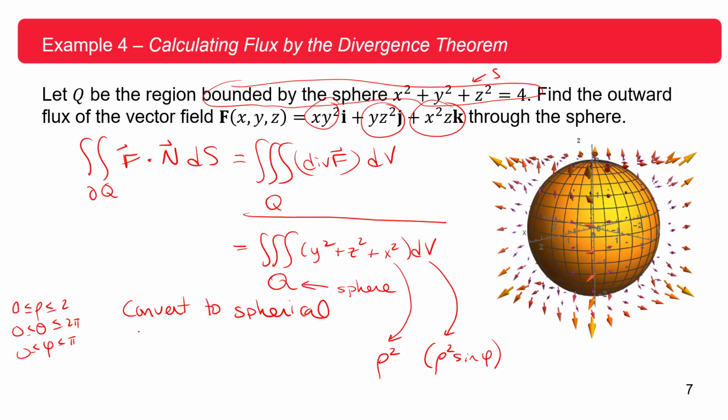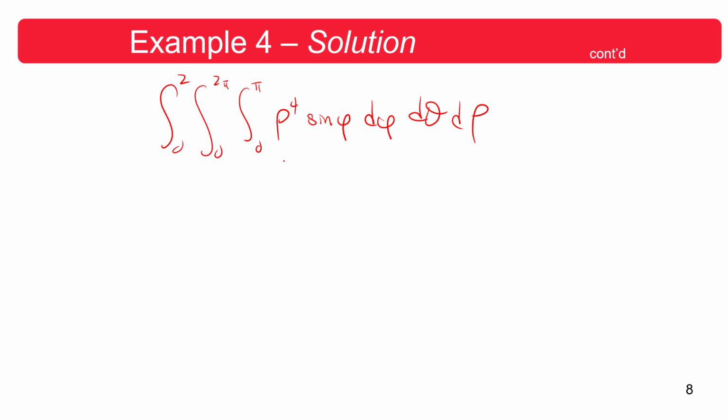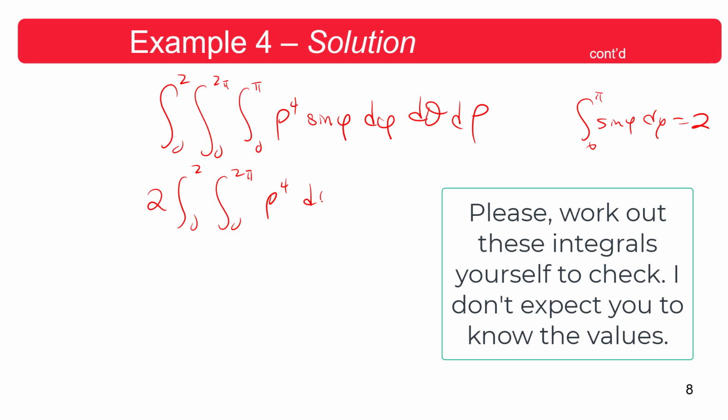That's the whole sphere. So we would integrate from 0 to 2, from 0 to 2 pi, and from 0 to pi, and if we did it in that order, it would be d phi, d theta, d rho. So there's what we have to evaluate. From integrating with respect to phi, we're just going to get the integral of sine phi from 0 to pi, d phi, that's 2. You can work it out by hand. So we'll have a 2, integral from 0 to 2, integral from 0 to 2 pi. We have rho to the 4th, d theta, d rho.